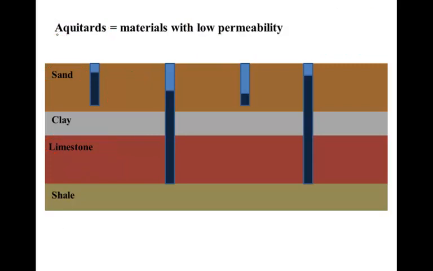The opposite of an aquifer is an aquitard. An aquitard is a layer that restricts movement. It restricts water movement because it has low permeability. It may still have good porosity, but if the pores are not connected, that material will not allow water to flow readily. In other words, that material will have a low permeability.